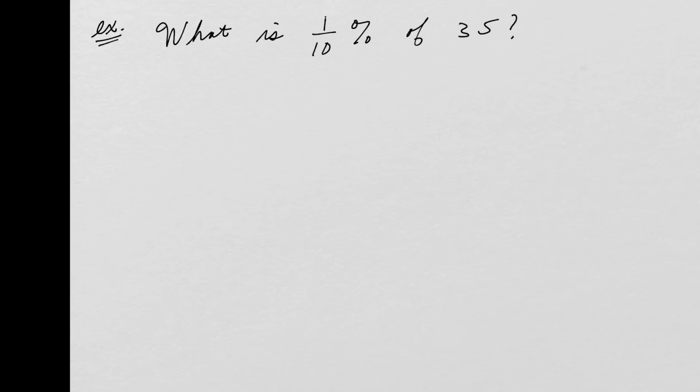Okay, here's another example. Again, we'll just solve all of these using proportion. So what is 1/10% of 35? It's a very small percentage. Again, always start with the base. That's the number after the "of", so that's our 35. The "what" is going to be our amount. It's our variable, our unknown, so that's x. And then the percent is 1/10 over 100.